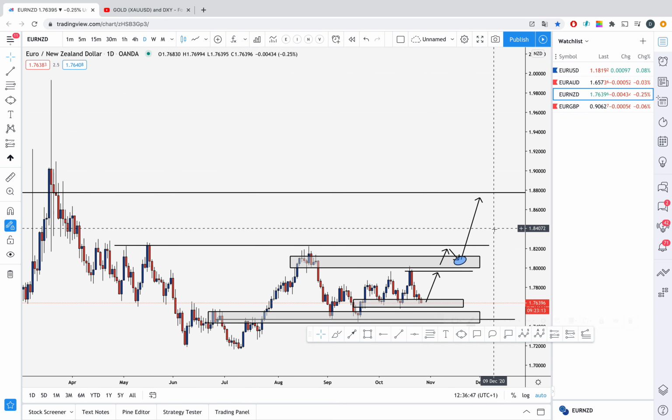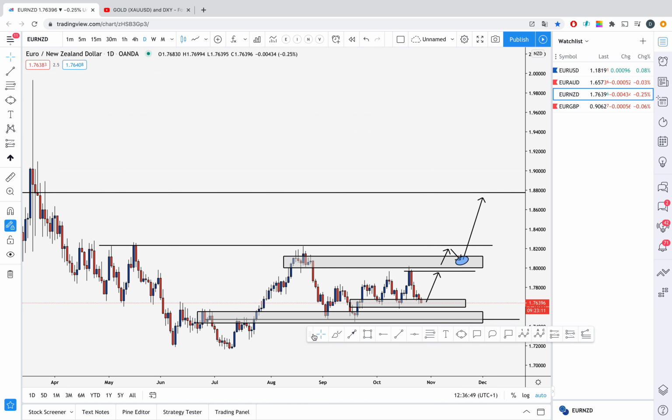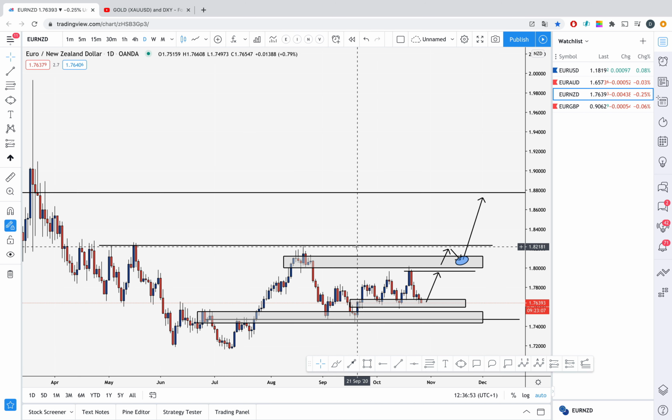I know there are a lot of levels, okay, we have very many levels in EURNZD, but this is what actually makes it very easy to scalp it.